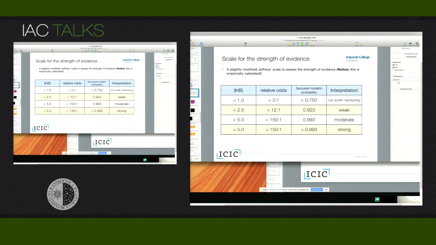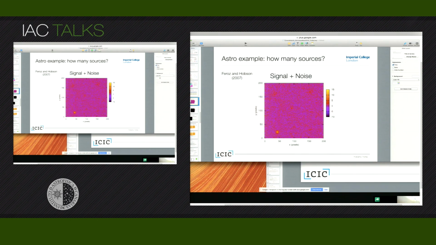Okay, so a few examples of applications now. I've got quite a few examples. I'll just try to give you a sense. I won't go into the physical details because that would take too much time, but I want to give you a sense of what this can be used for. So here's a classic example from a paper by Feroz and Hobson 2007, where we have a field in the sky. It's a noisy realization of an observation, perhaps in the optical.